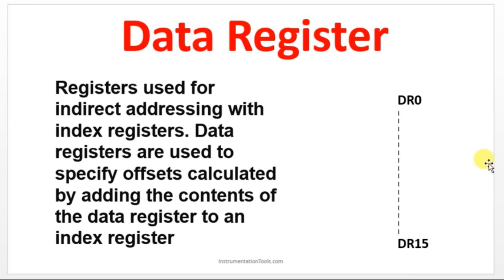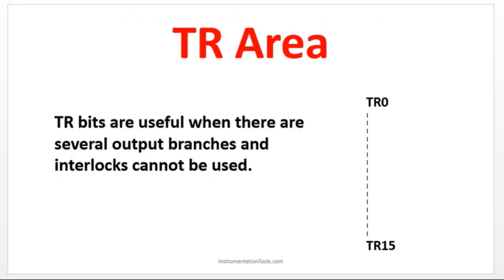And we have a data register used for indirect addressing, and TR bits, used when you are using several output branches and interlocks cannot be used. In that case, you can make use of this address to store the output value.